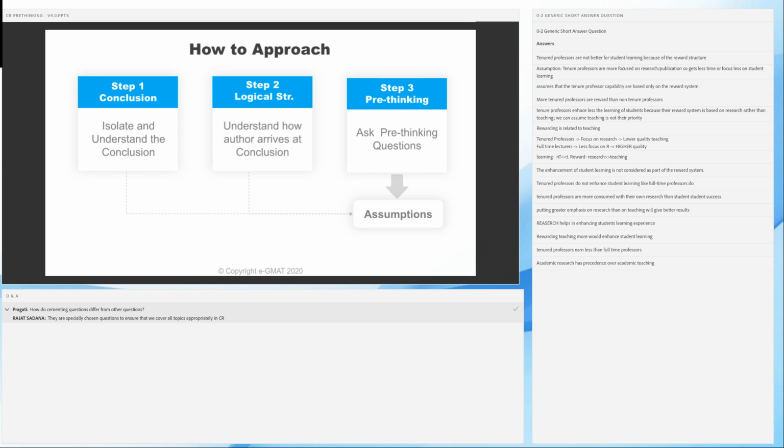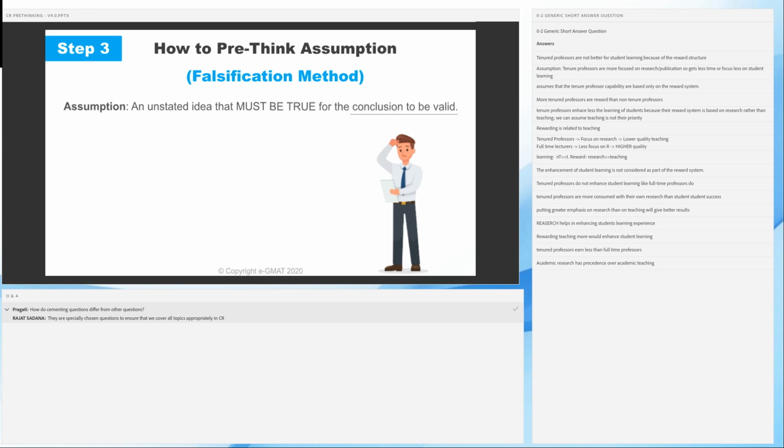So essentially, in the context of pre-thinking, what's critical is visualizing the conclusion and building that logical structure. If you do a good job in steps 1 and 2, steps 3 and 4 are more or less a process step. They don't require a lot of gray matter. Okay. Now, what is this falsification question that I've been talking about? This falsification question comes from the very definition of an assumption, which is what? An unstated idea that must be true for the conclusion to be valid.